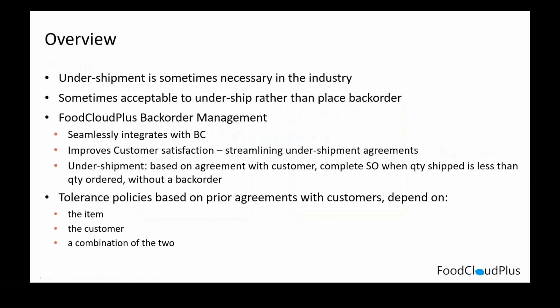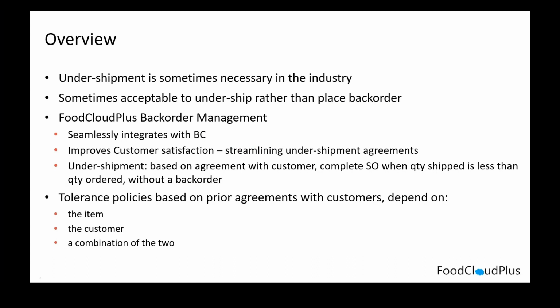Under shipment is sometimes a necessary occurrence in the industry. In certain circumstances, when the full order quantity cannot be shipped, customers may agree to receive a short shipment without initiating backorder procedures for the remaining quantity. The Food Cloud Plus Backorder Management app seamlessly integrates with Business Central and helps users improve customer satisfaction by streamlining their under shipment agreements with their customers.